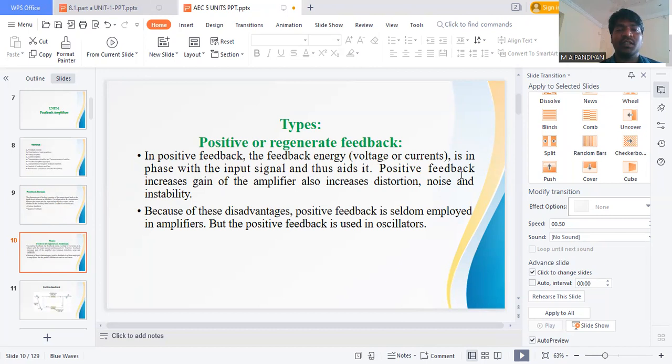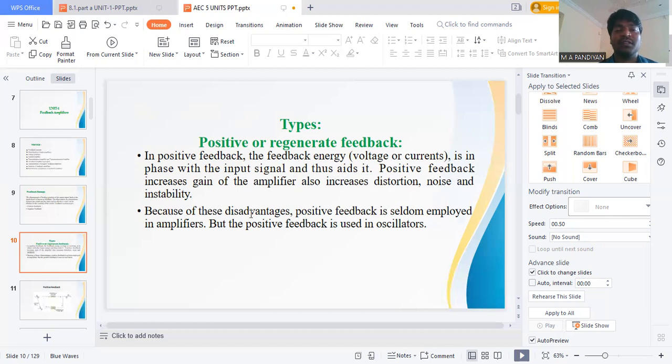Due to the same phase, positive feedback increases the gain of the amplifier, and it also increases distortion. These are the disadvantages: distortion increases, noise also increases, and we get instability, so the stability decreases.